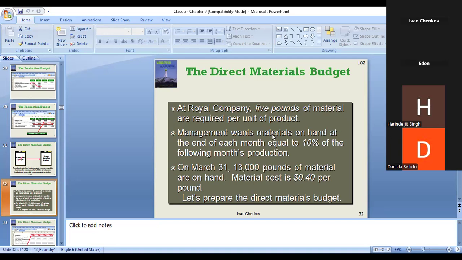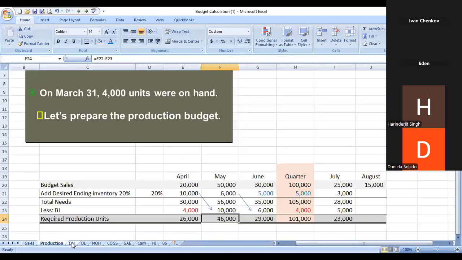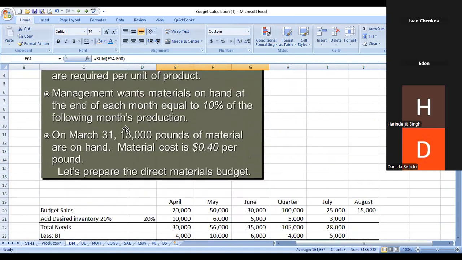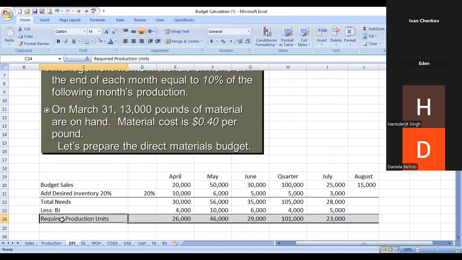Let's go back to the Excel spreadsheet and let's start preparing direct material. I'm going to go to the next worksheet and we're going to have our direct material information here. Now, what will be the starting point? The starting point will be the production. Remember, we already calculated that our production should be with these numbers: 26 in April, 46 in May, 29 in June, in total 101, and 23,000 production in July.